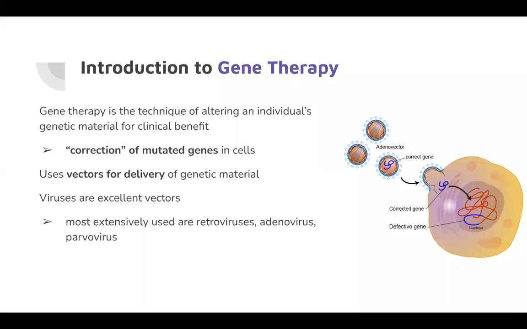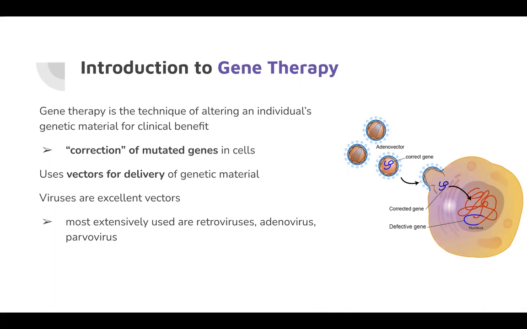So first, we'll begin with an introduction to the topic of gene therapy. This is the technique of altering an individual's genetic material for clinical benefit. If a person has, say, a disease or cancer that can be linked back to a mutated gene, you can correct this in cells by introducing external genetic material. And this genetic material is typically delivered by vectors like viruses.